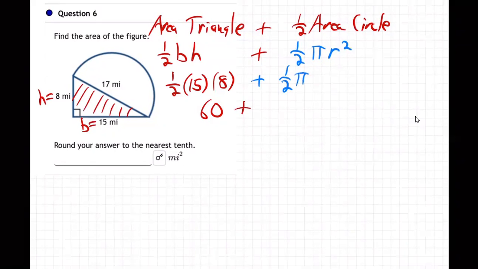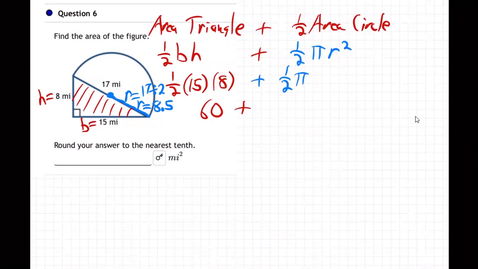And what's the radius? That's a little tricky. What's the radius of the circle? Well, if you go from the very middle of the circle, maybe about right there, to the edge, that's the radius. So that's got to be 17 divided by 2, doesn't it? And so that radius is going to be 8.5, because 17 is all the way across the circle.